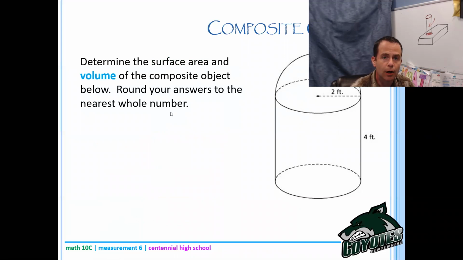All right, now you are asked for the volume. Okay, so volume is much easier. I just find the volume of the cylinder and I find the volume of the hemisphere and I just add them together, okay? So volume of the cylinder was pi r squared h. Volume of the hemisphere is 2 over 3 pi r cubed.